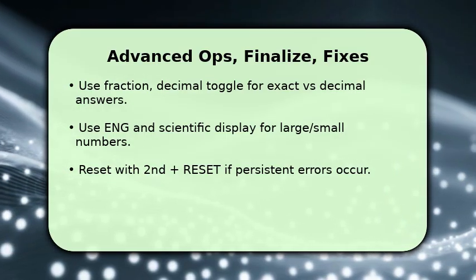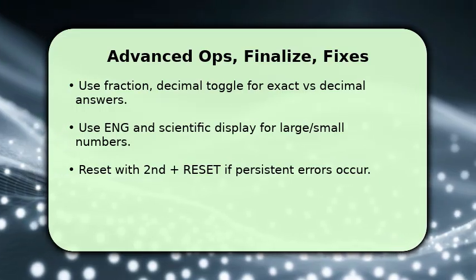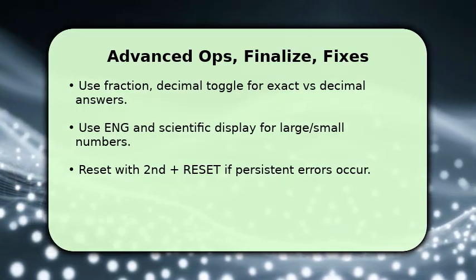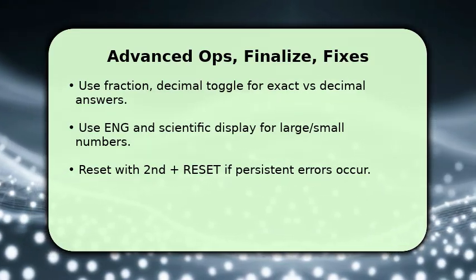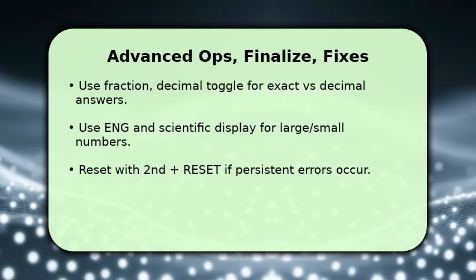If the calculator behaves oddly, perform a soft reset with second plus reset to clear mode glitches. Save variables first. And if you still see errors, check parentheses and angle mode. Those cause most mistakes.